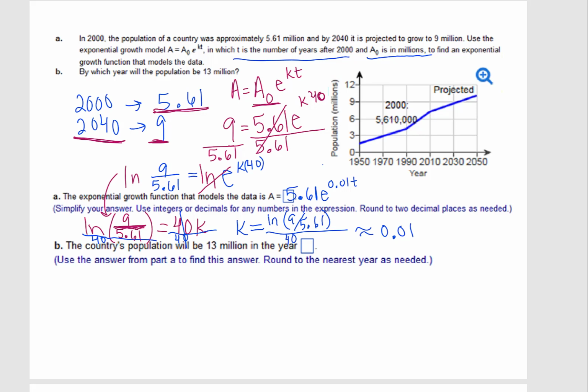And so that is the growth function that I would use for any other year as well, right? And that's what they do in the next question. They say, okay, well, the country's population will be 13 million. And so now they're giving me the population and they're asking in what year. So we're solving for T. So I'm going to bring that function down here. 13 million is my population.